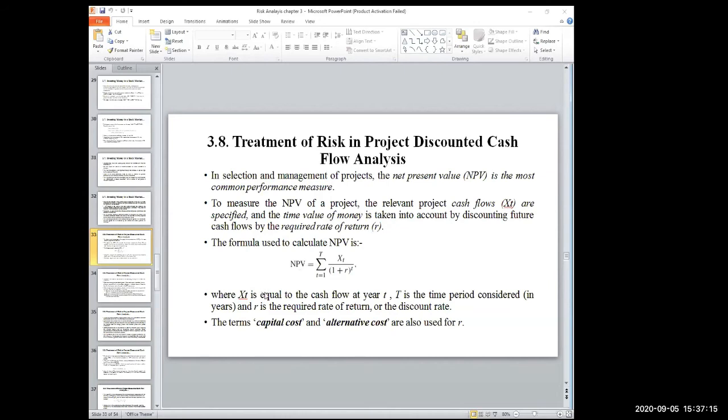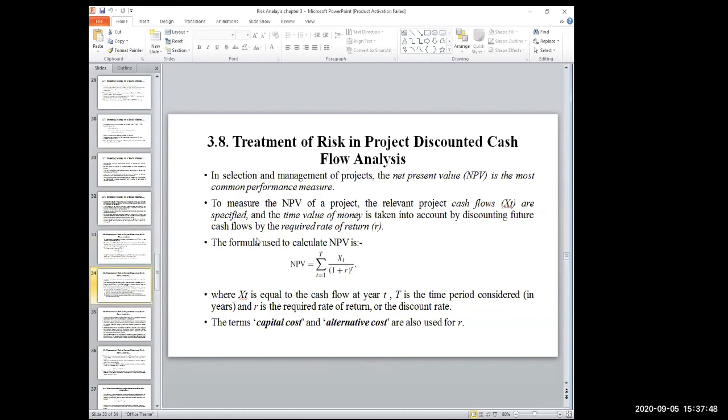A given project. So sometimes we use different names for required rate of return. For example, you can say capital cost or alternative cost are also used interchangeably for the term required rate of return. Or sometimes you call it market return. So this required rate of return has different names: market return, required rate of return, capital cost, or alternative cost. They have the same meaning, right? The same meaning.